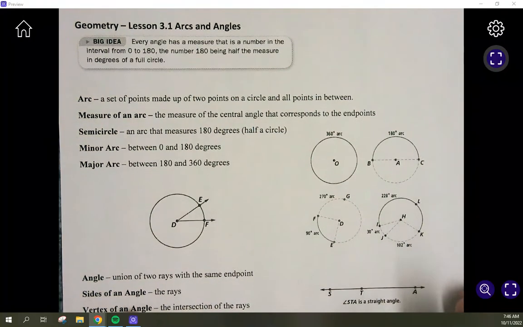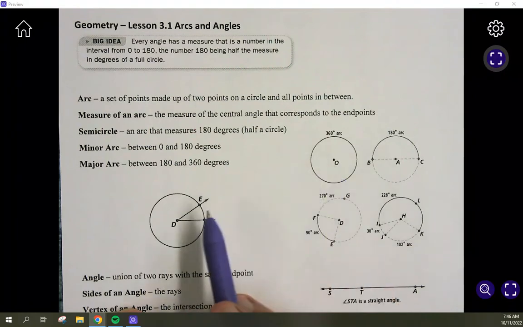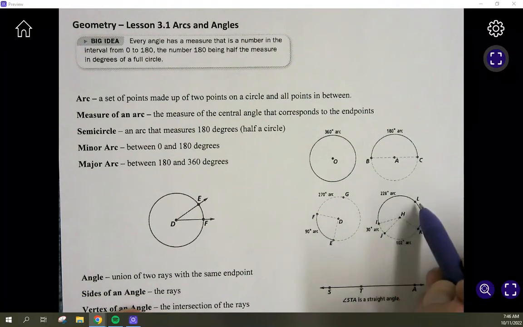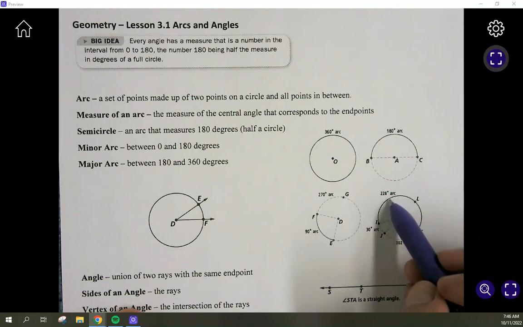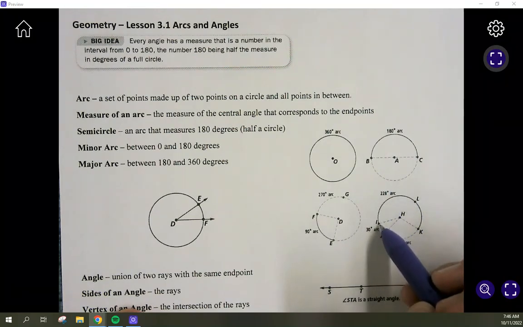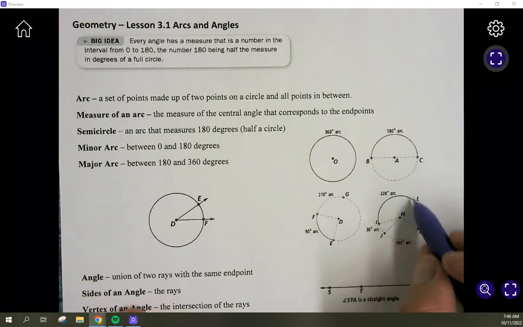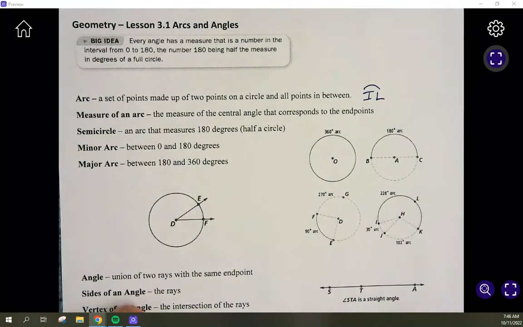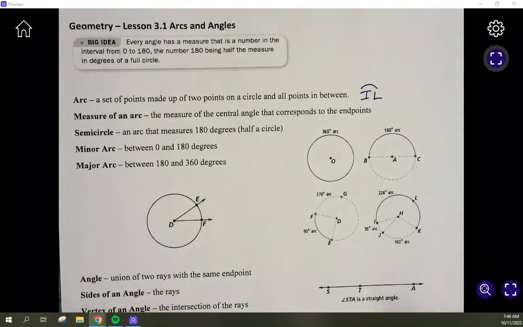All right, so we're going to start today looking at arcs, which are a set of points made up of 2 points on a circle and all points in between. So as you take a look at these example circles, if we have point I and point L on the outside of a circle, everything in between those two that runs along the outside of the circle, all those points, would be considered an arc. And when we name an arc, so if we're going to use IL, we name it similar to a line, and the notation above it looks like this. You put a curve, which makes sense because it represents the side of a circle.